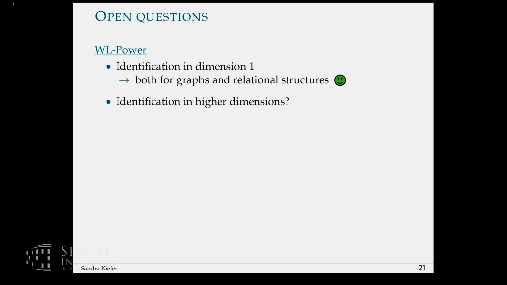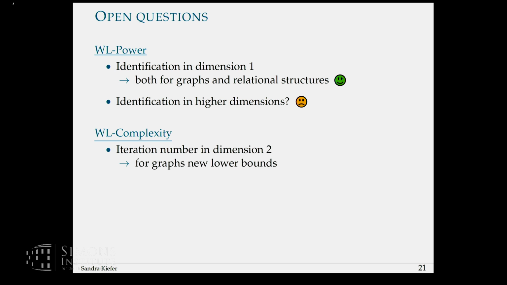But what about the identification in higher dimensions? As I said, not only with our method, but also because of this problem with the strongly irregular graphs, you cannot really expect to obtain a nice characterization. So this is not very promising. Then as to the complexity, we have found new lower bounds for the iteration number in dimension 2, so for the 2-dimensional Weisfeiler-Leman algorithm. You can still try to improve them, but this is at least progress.